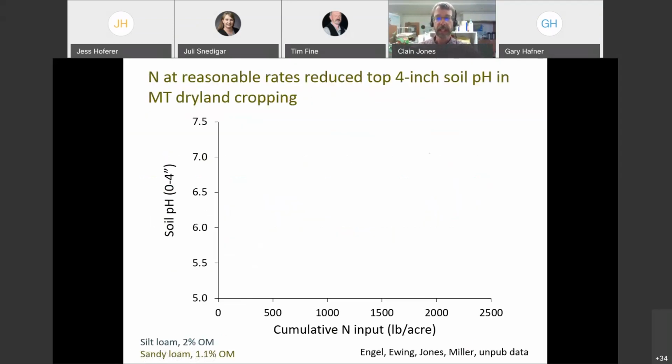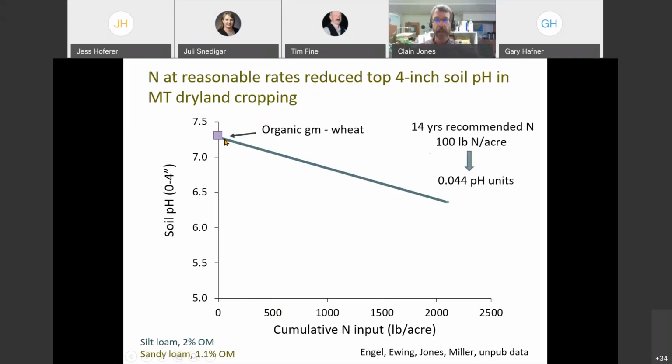This is work from that same study that I was showing soil organic matter from, in a site west of Bozeman, where I'm plotting cumulative nitrogen input over a long-term study against soil pH in the top 4 inches. What we found was that as cumulative nitrogen input increased, pH decreased, which exactly agrees with that equation that I showed on the previous slide. In an organic green manure wheat system, we had our highest pH, and down here we had our continuous wheat system, which would have had its highest nitrogen rate.